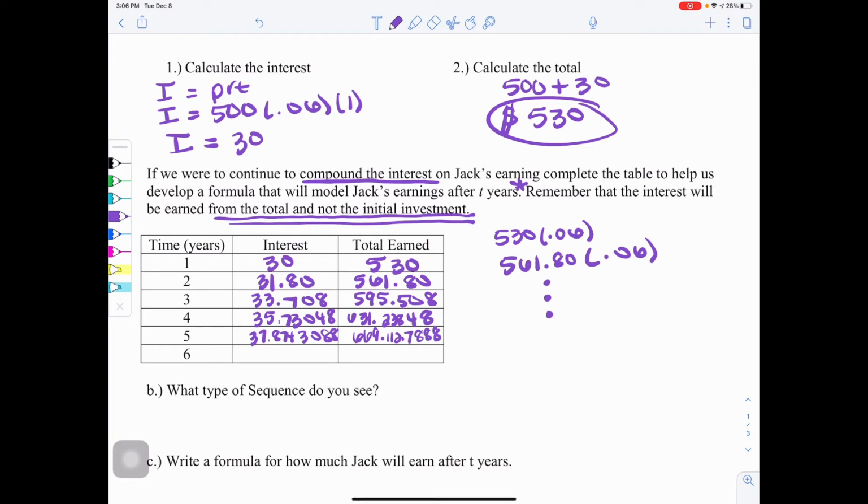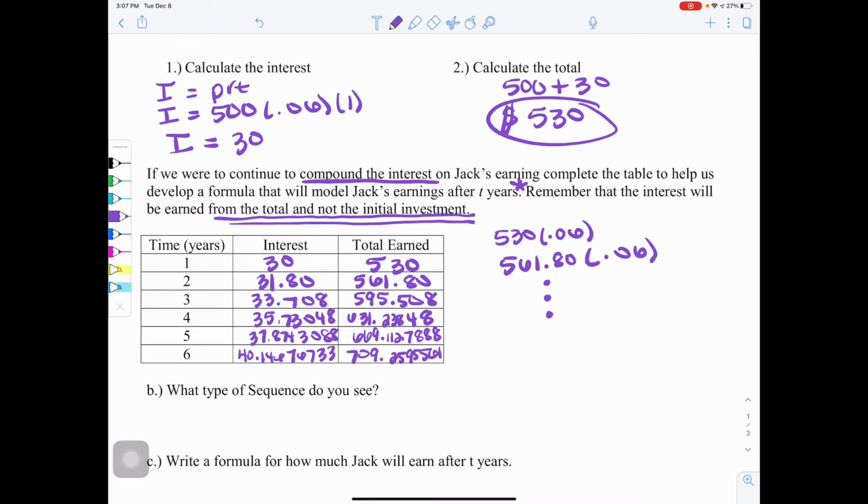669.112788. And lastly, for year 6, we would have 40.14676733 for a total of 709.259561. Now, that just came from taking whatever the total was and taking 6% of it. Taking the previous year's total, taking 6% of it, just like you see over here on the right.